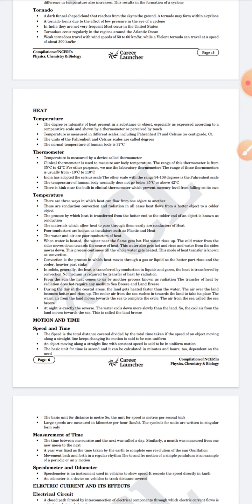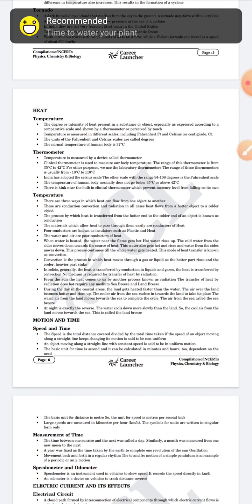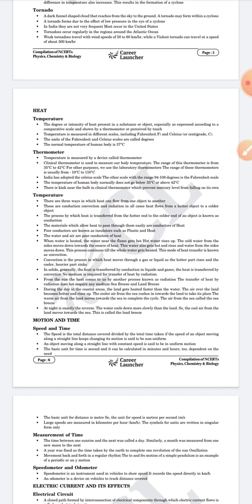water is heated, the water near the flame gets hot. Hot water rises up. The cold water from the sides moves down toward the source of heat. This water also gets hot and rises, and water from the sides moves down. This process continues until the whole water gets heated. This mode of heat transfer is known as convection.